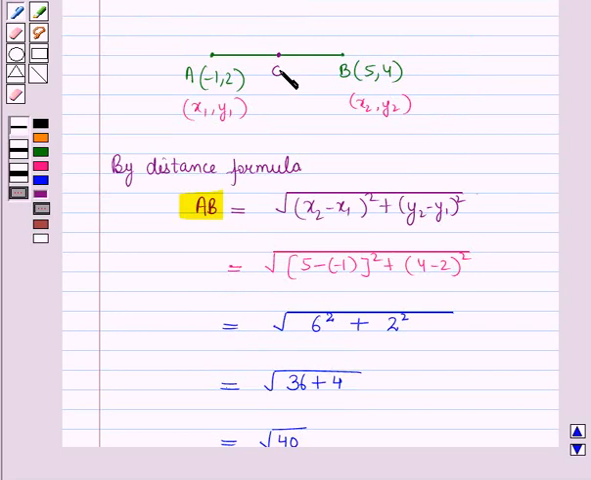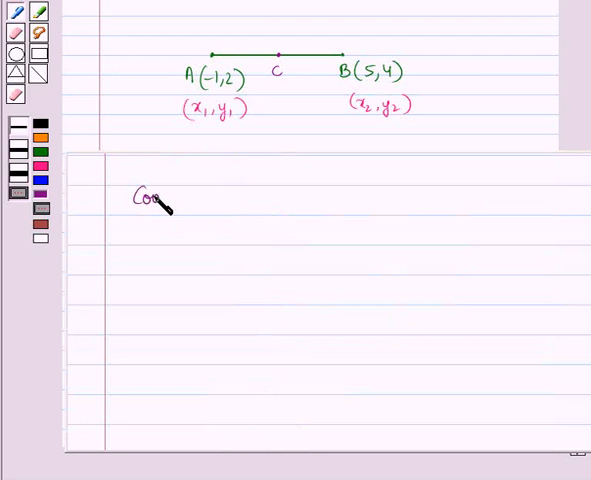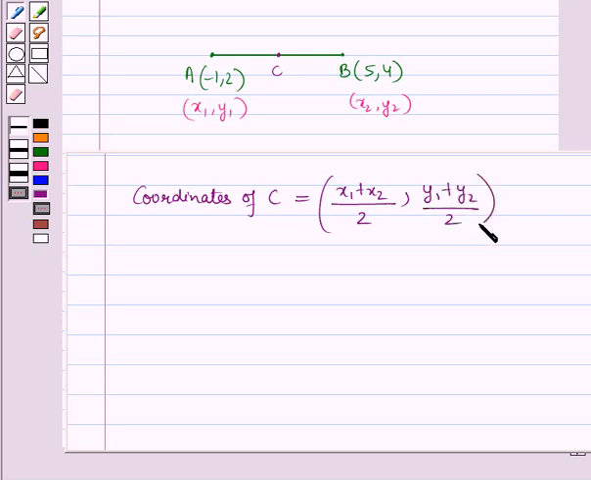Now let us find the coordinates of midpoint C of this line segment AB. Now coordinates of C will be equal to x1 plus x2 whole upon 2 and y1 plus y2 whole upon 2 which is equal to minus 1 plus 5 whole upon 2 and 2 plus 4 whole upon 2, and this is equal to, now 5 minus 1 is 4 and 4 upon 2 is 2 and 4 plus 2 is 6 and 6 upon 2 is 3. So coordinates of midpoint C are 2, 3.